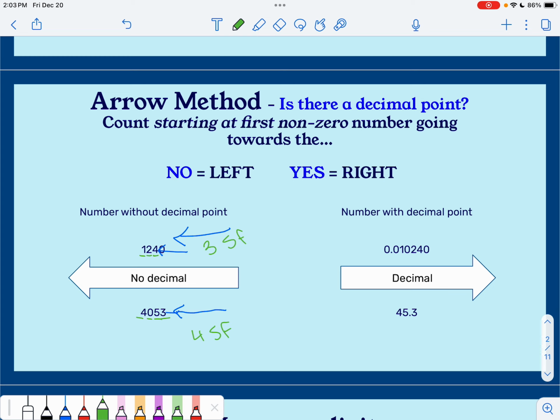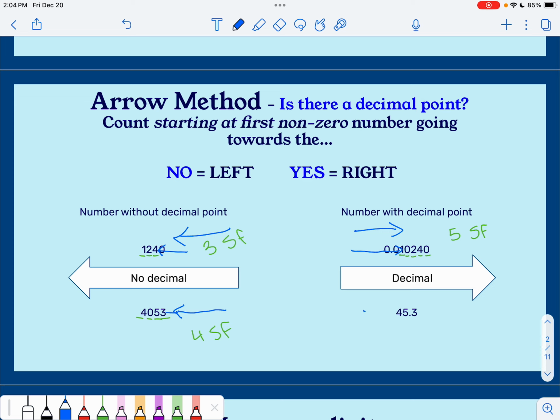Now what about a number with a decimal point? And remember, yes is right. So you're going to the right. We're looking at it this way now. So we're moving our arrow to the right until we hit the first non-zero number. We hit it with the 1, and now we just count how many numbers are there. 1, 2, 3, 4, 5. 5 significant figures.